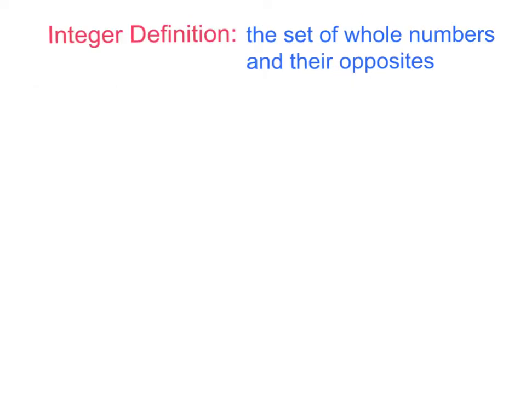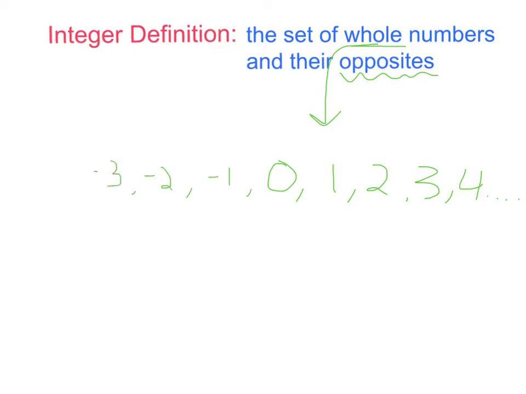So let's start out with what is the definition of an integer? Well, it says here that an integer is the set of whole numbers and their opposites. So let's think about what that means. A whole number is just 0, 1, 2, 3, 4, and it goes on and on forever. There are no decimals or fractions. They're just the numbers that you count with on your fingers. But they're the whole numbers and their opposites. So the opposites would be -1, -2, -3, and so on forever. Those are your integers.